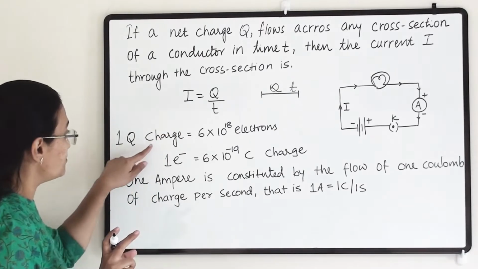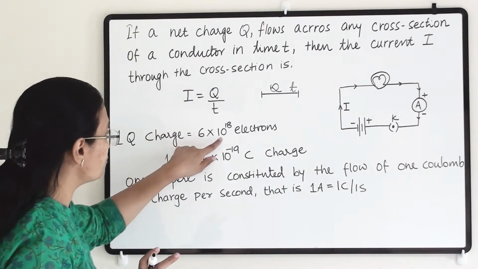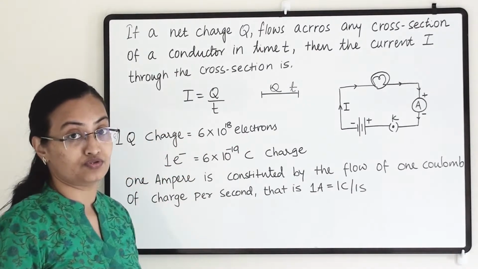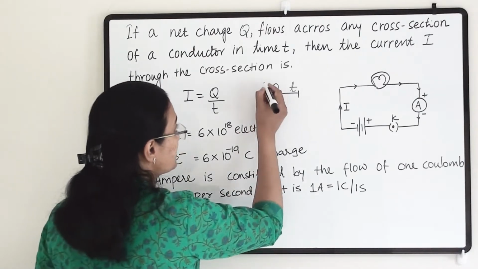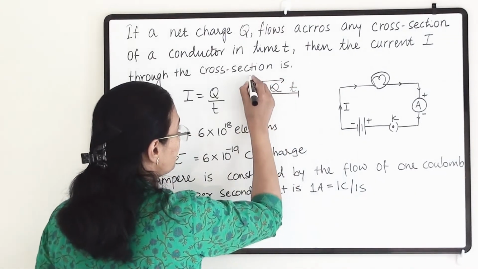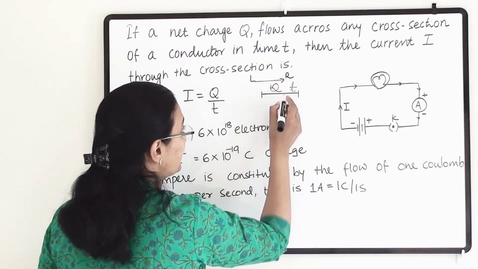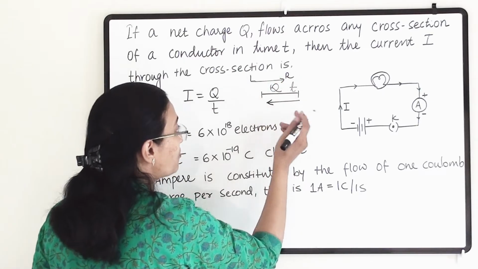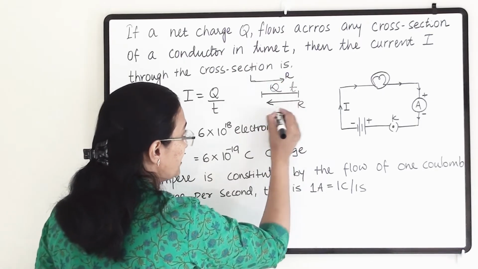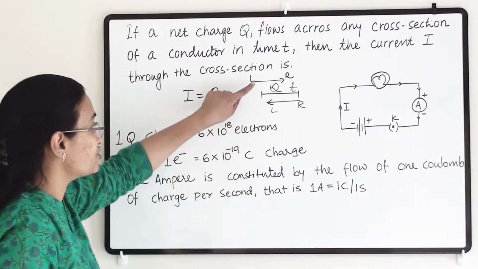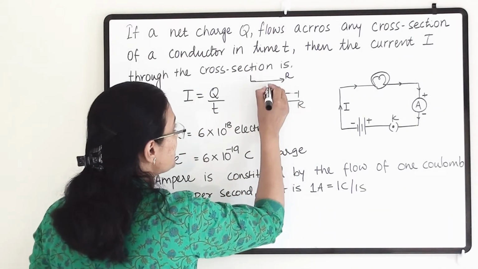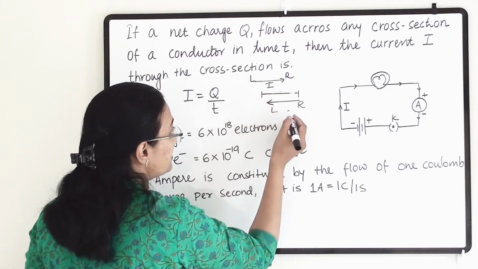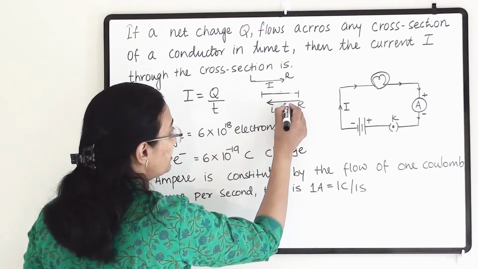Now 1 coulomb charge equals 6 into 10 raised to 18 electrons. Earlier we have seen that when current is passing in one particular direction, for example left to right, then electrons will pass from right to left, and that is in the opposite direction of the current. If this is our direction of the current, then this will be the direction of the electrons.